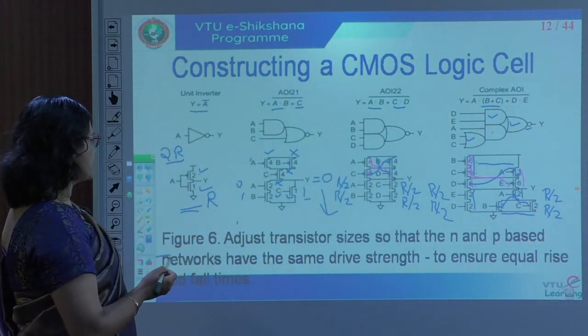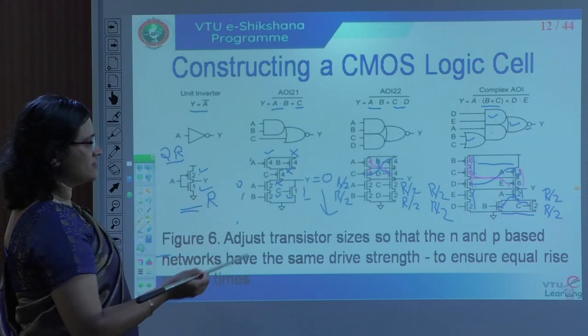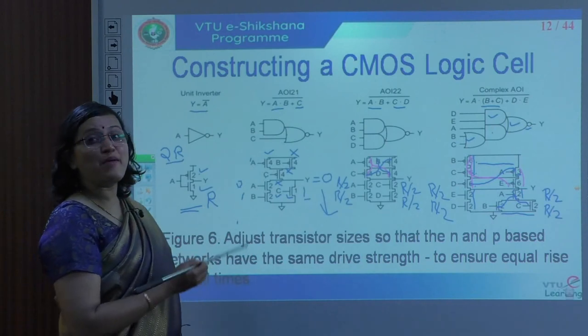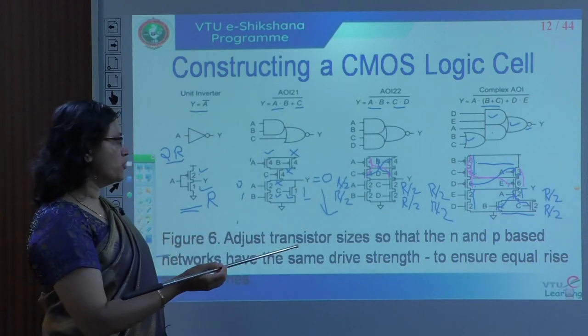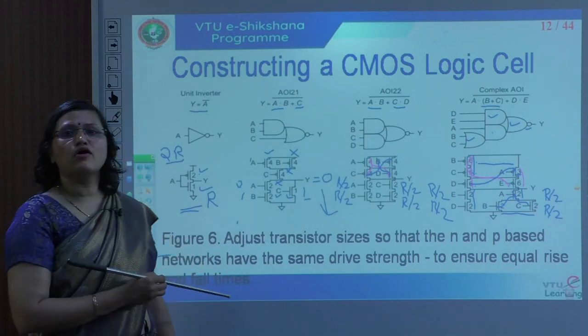So the figure, whatever it shows, we are adjusting the transistor sizes so that the N and P based networks have the same drive strength, to ensure equal rise and fall times.